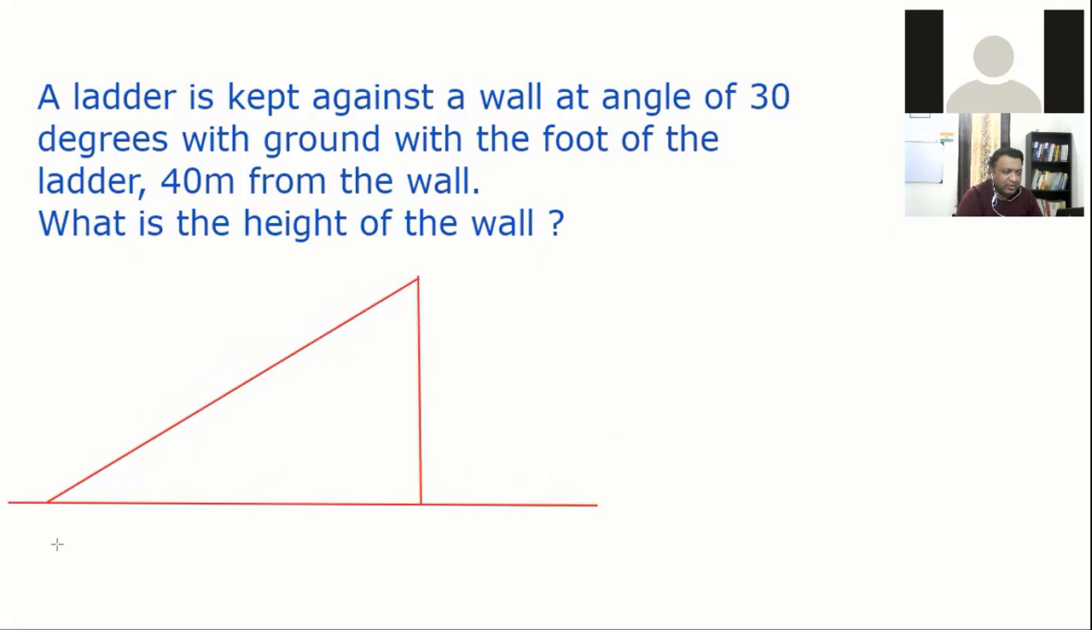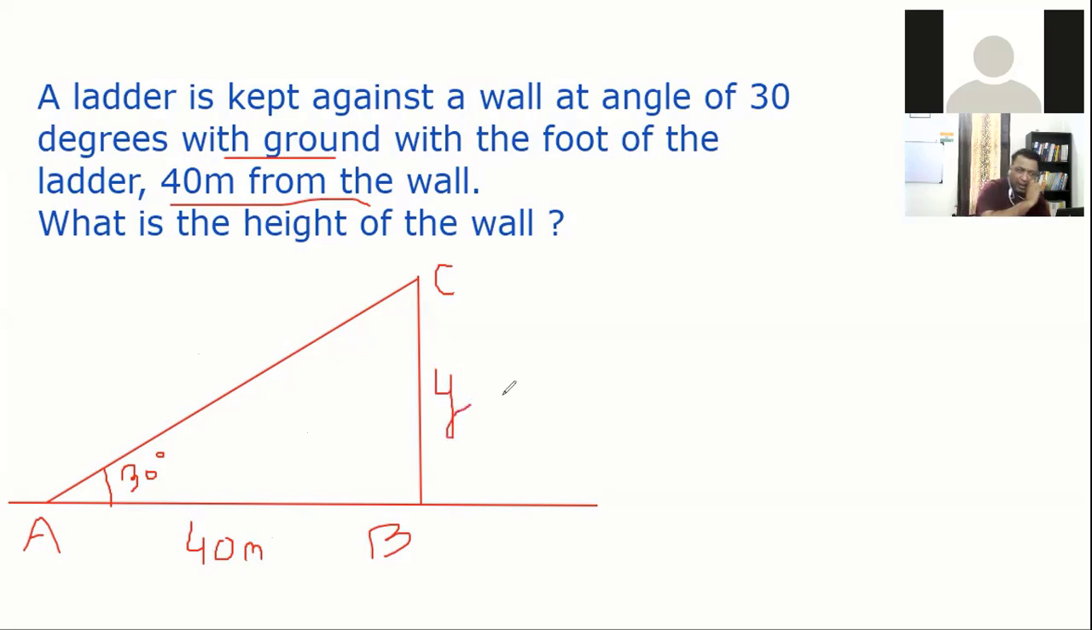Let's put some points: this is A, B, C. Now which angle is 30 degrees? Angle CAB is 30 degrees, because it says the angle of the ladder with the ground. It's 40 meters from the wall. Is that AB, BC or AC? AB is 40 meters. It asks for the height of the wall, so we have to find BC.